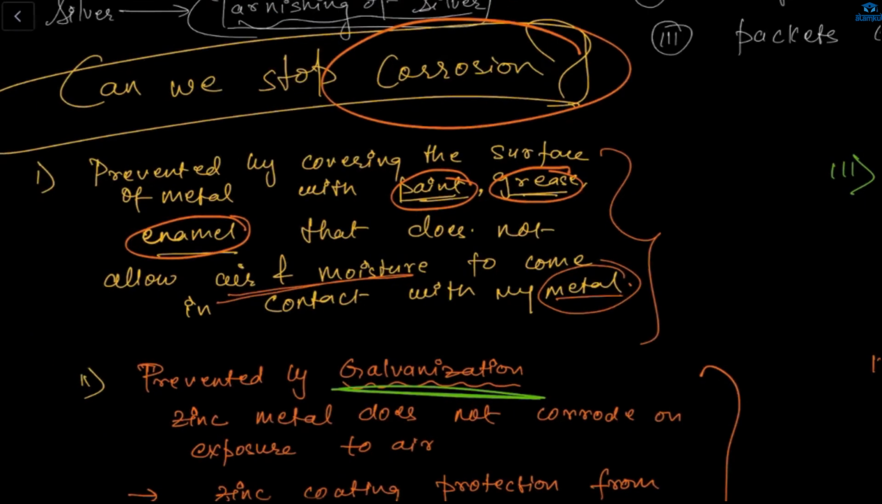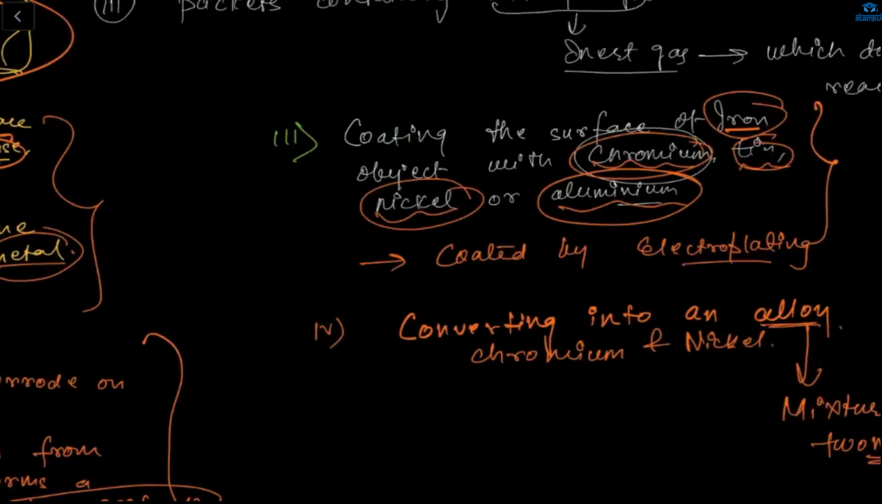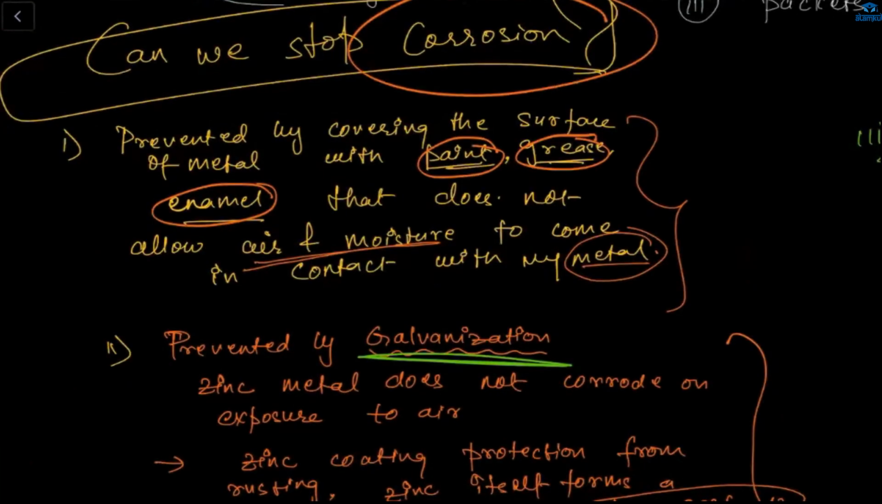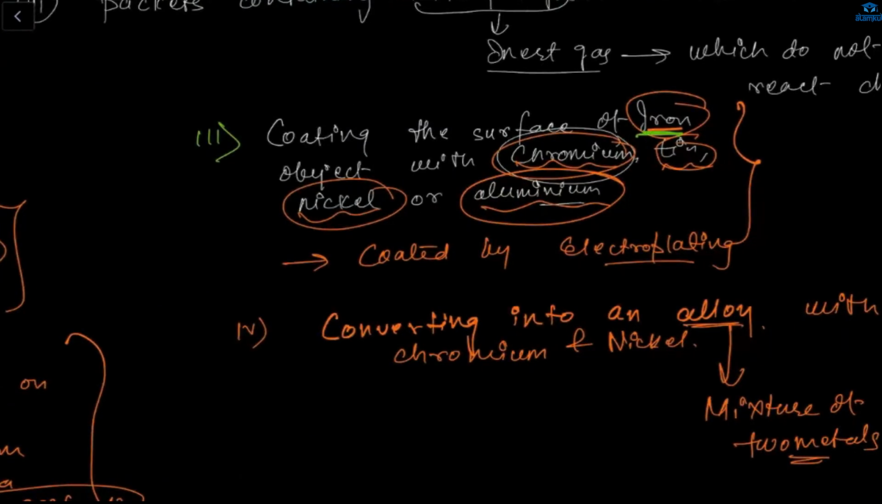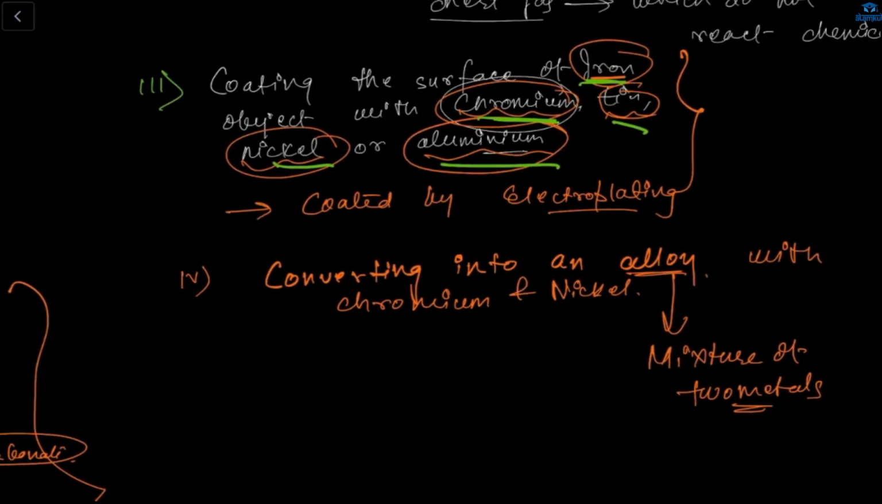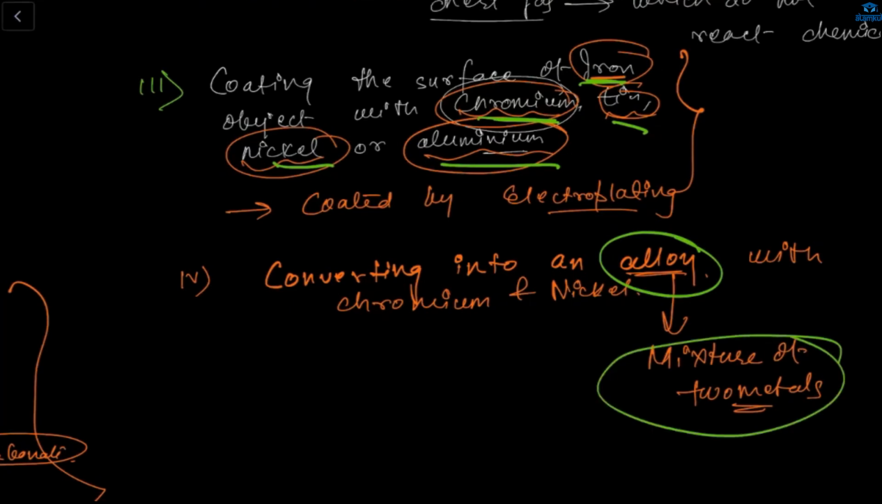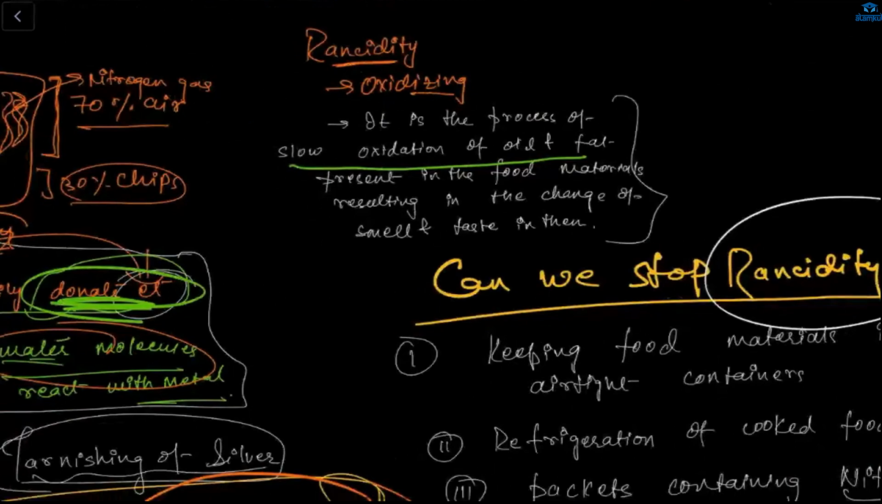And what's the next point, Rushil? Okay, see, coating the surface with chromium, tin, nickel, and aluminium can also stop the metal from corrosion. And the last one is converting into an alloy. And what is an alloy? An alloy is a mixture of two metals. Okay, and how can we stop rancidity, Shazan?